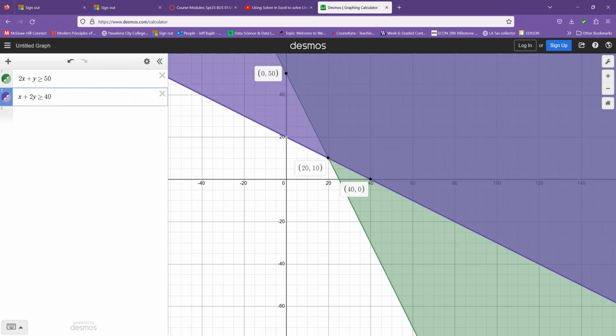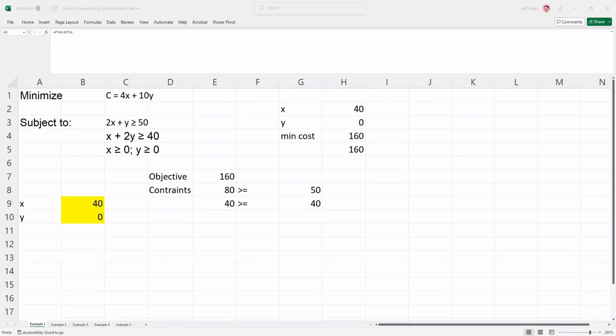So you can see we have 3 possible answers here: 0 and 50, 20 and 10, and 40 and 0. Now let's look at which one was probably the correct one, right? So we got 3 options there. So let's go back to our Excel. And we're going to use our Excel to help us show which one is the correct one. Because remember, we already have the answer, but I wanted to show you how Desmos could also help you get an answer if you had to solve a question involving minimization.